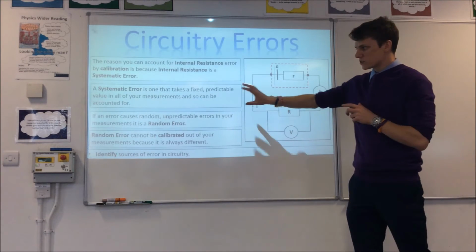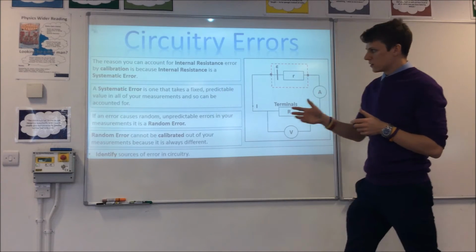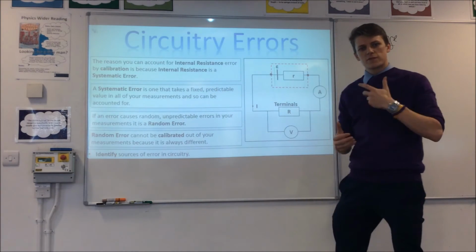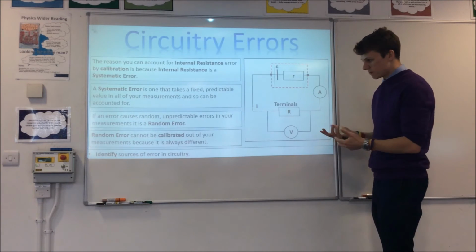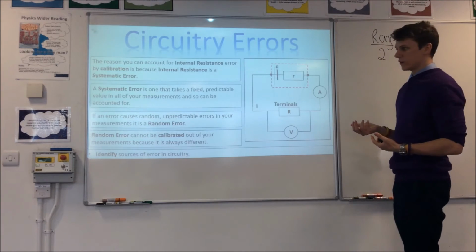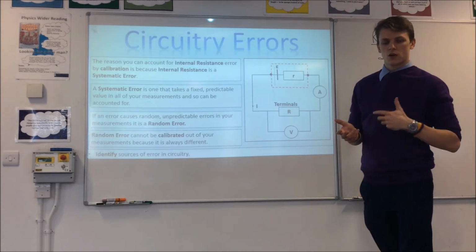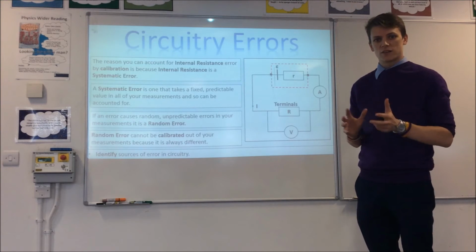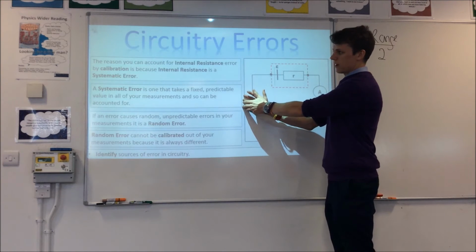So I just spoke about the systematic error, so let's define what that is. It's a type of error that takes a fixed or predictable value. So internal resistance will be the same value every time. So it's predictable, and so you can account for it. And that process of accounting for it is called calibration. So when you take into account the fact that there's an error there, and you can only do that with systematic type errors.